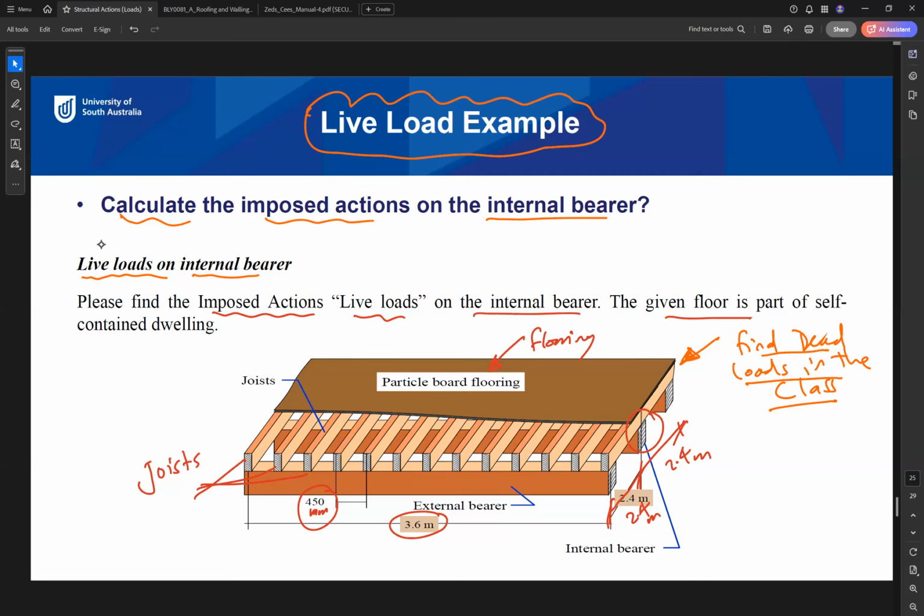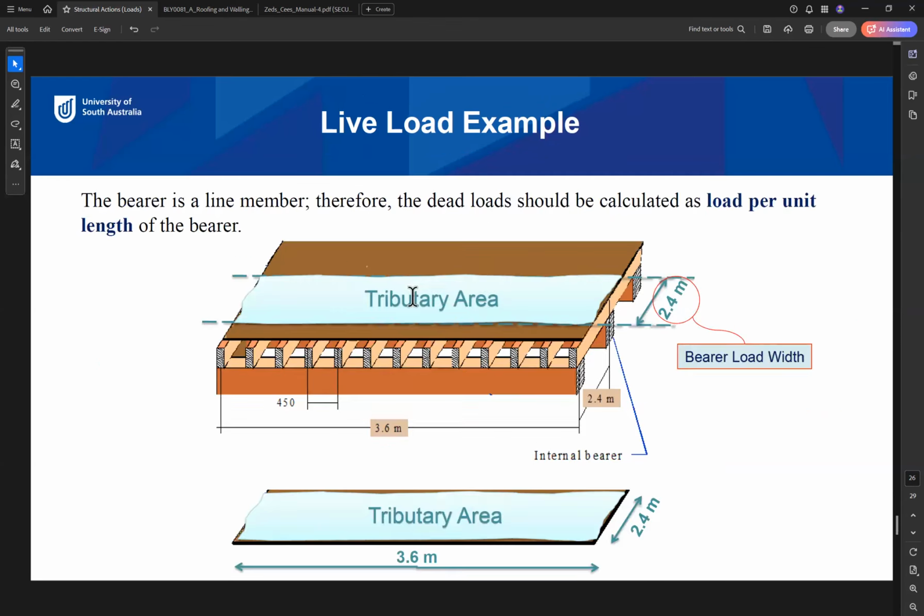The given floor is part of a self-contained dwelling. This information is to find live load based on use. So the use of the building or the floor or the roof should be given to you to know what is the live load from the standard.